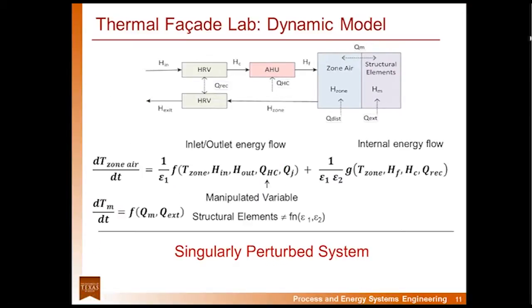So with this knowledge, we can write a model of the rate of change of various temperatures in the ducts and elements of the thermal facade lab. Here I'm showing the ODE for the rate of change of zone air temperature and the structural element temperature. So notice how the dimensionless numbers appear in this system. They're reciprocals, and 1 over a small number will, of course, be a very large number. So these parameters have a large influence on the rate of change of temperatures in the model.